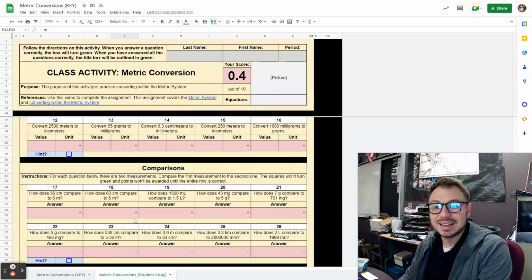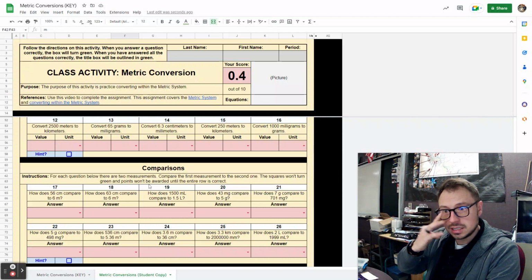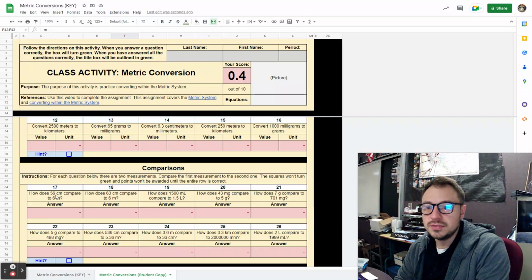All right, moving down to the next part is conversion. So for each question, there are 2 measurements. Compare the first measurement to the second one. The squares won't turn green and points won't be awarded until the entire row is correct. So this one, it's not going to give you that instant feedback, but let's just say, how does 56 centimeters compare to 6 meters?